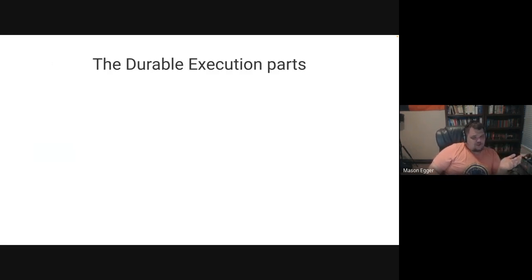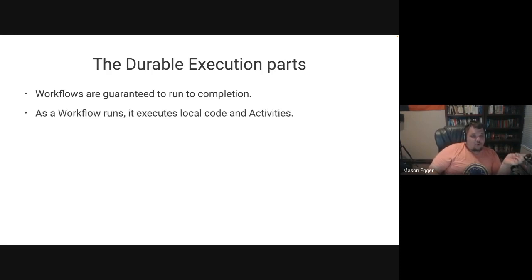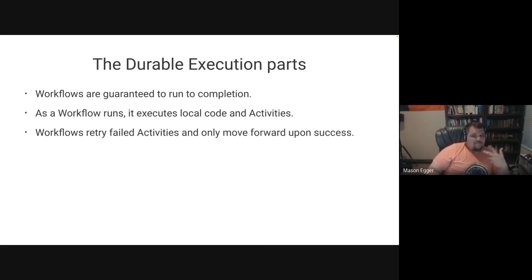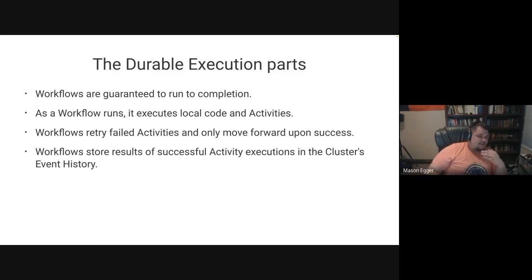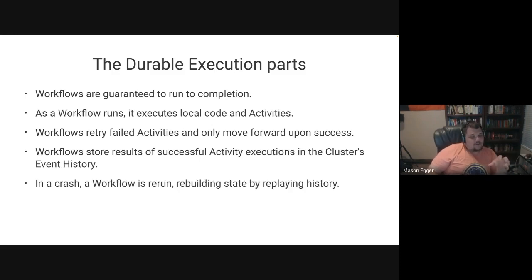So the durable execution pieces of this. Workflows are guaranteed to run to completion. So you start one, it's going to run to the end. As a workflow runs, it executes local code and activities. Workflows retry failed activities and only move forward upon success. Workflows then store the results of a successful activity's execution in the cluster's event history. In the instance of a crash, a workflow is rerun, and it rebuilds the state by replaying the history, and it doesn't re-execute things that had already completed successfully.